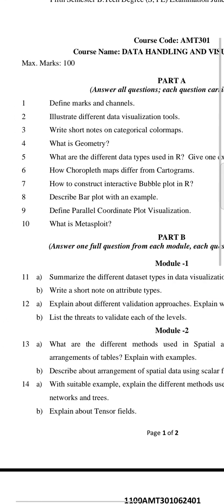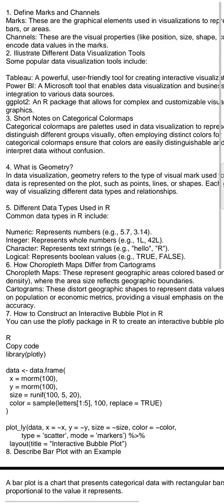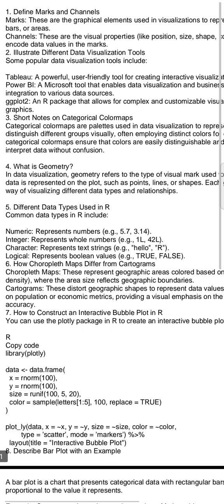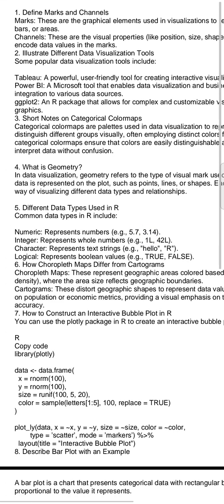Our first question is: define marks and channels. This question is from the first module, and the definition of marks carries 1.5 marks and the definition of channels carries 1.5 marks. So let's look at the definition of marks and channels. Marks are the graphical elements used in visualizations to represent data, such as points, lines, bars or areas. While channels are the visual properties like position, size, shape, color and orientation, and they are used to encode the data values in the marks. If you write this definition, you will get 3 marks for this question.